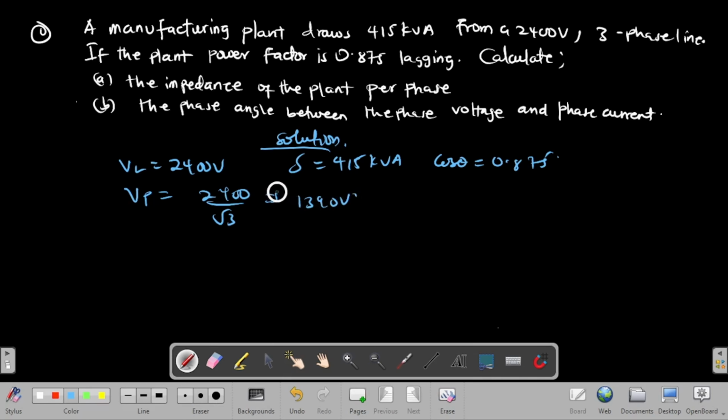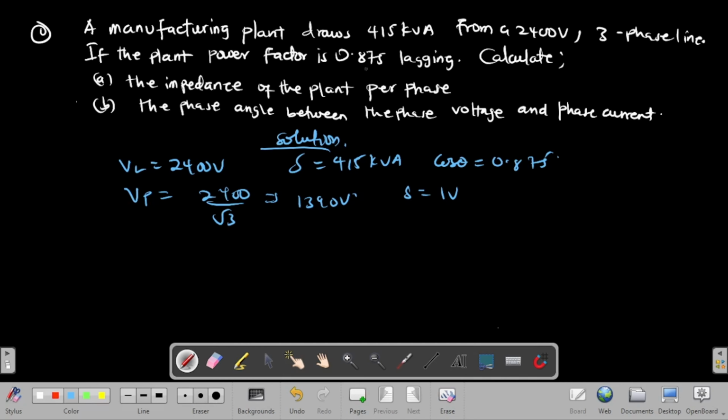Now I need my IP because I'm looking for the impedance. To find my IP, imagine I don't have the current, I don't have the resistance. So how do I do it? I have a power here, which I know. My power S here is always equal to IV. This power here is actually the total power. So we want to find the phase current.